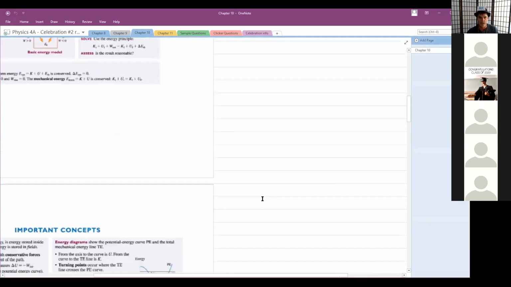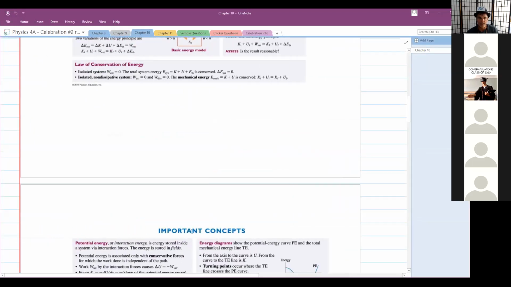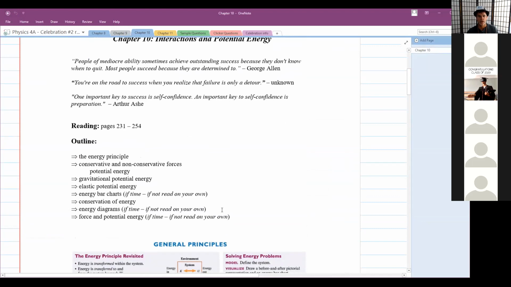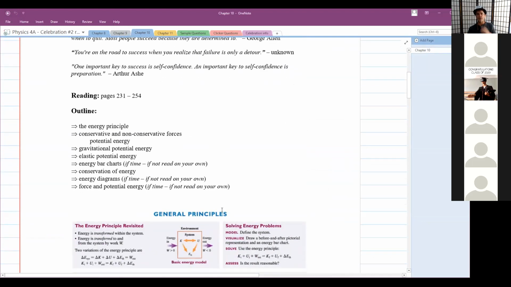Okay, chapter 10. Basically, interactions and potential energy. So again, we kind of went through the energy principle. I talked a little bit about conservative and non-conservative forces. Easy thing to think about: you're only going to see two conservative forces in physics 4A. You've seen them already. Gravity and the elastic force from a stretched or compressed spring. Every other force is non-conservative.